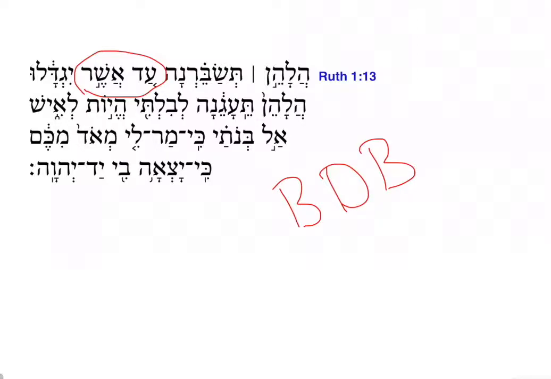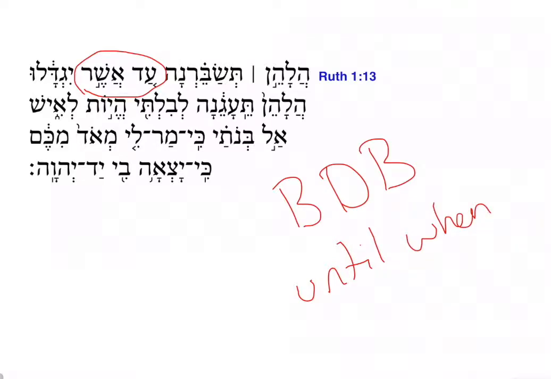I like the articles about the verbs and particles and things like that. I know it's a little outdated, but I still think it's very useful. And since it's easy to get your hands on, other lexicons are more expensive, I like to use it because it's more accessible to students and readers of the Hebrew Bible. But when ad asher is put together like this, you can usually translate it until when, or until which.